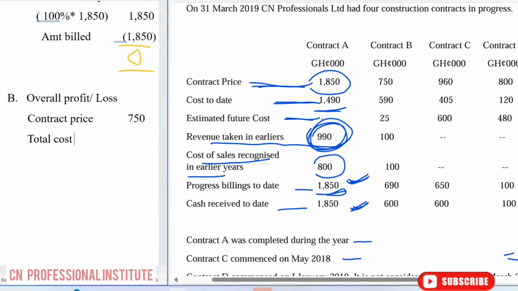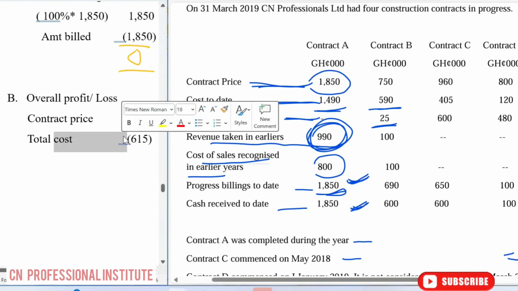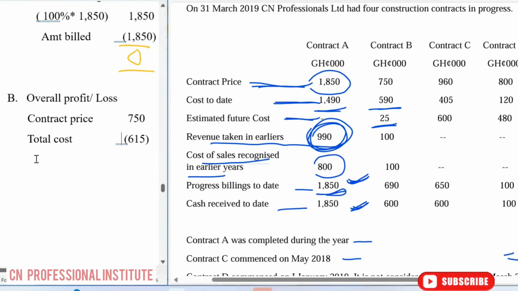Our total cost is the cost to date plus the cost to complete. Cost to date is 590. Cost to complete is 25. So 590 plus 25 gives us 615 as the total cost. When you deduct, there's no onerous contract because we will still have profit. If you deduct, you get 135.